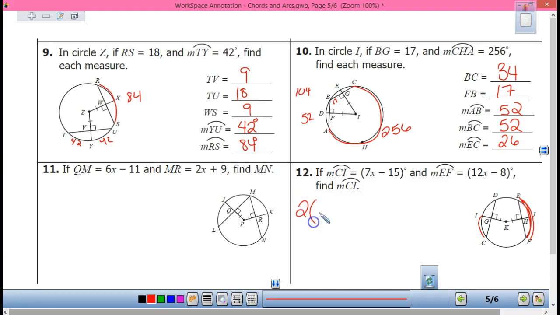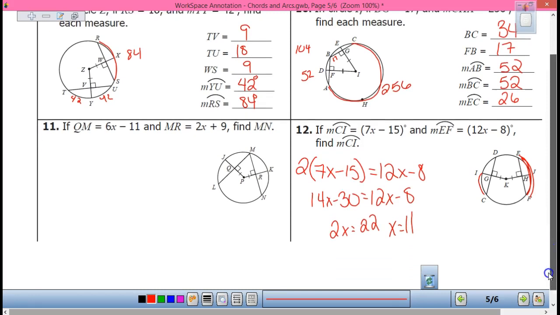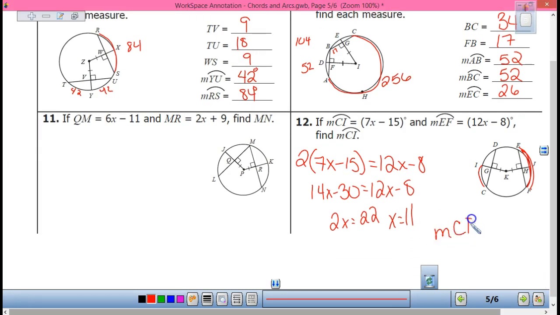So 2 times CI is 7x minus 15 equals 12x minus 8. So when I distribute this, I get 14x minus 30 equals 12x minus 8. So 2x equals 22. So x equals 11. But is that what they're asking for? No. So the measure of arc CI equals 62. Yep. 62 what? Degrees. Good.